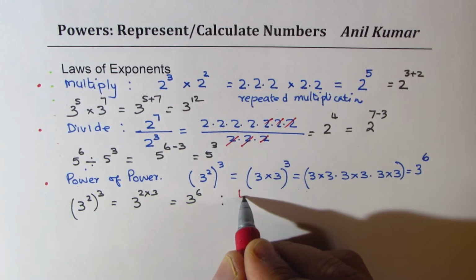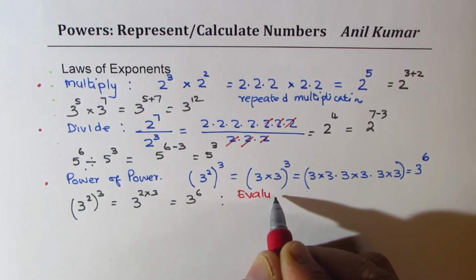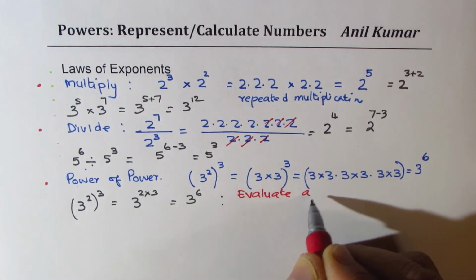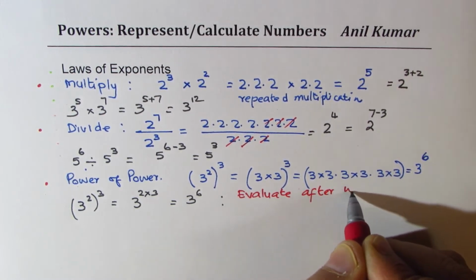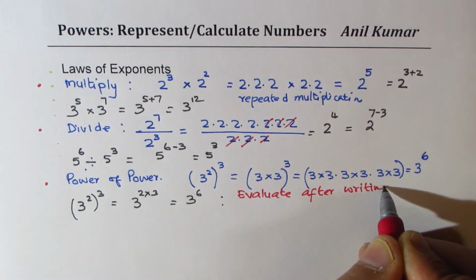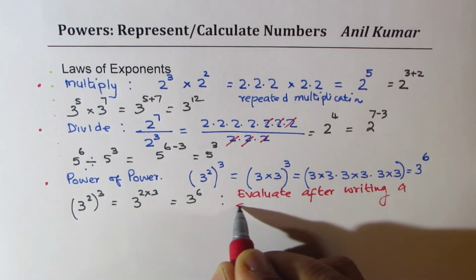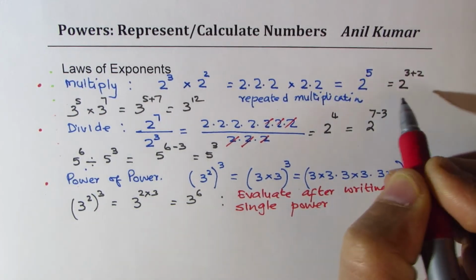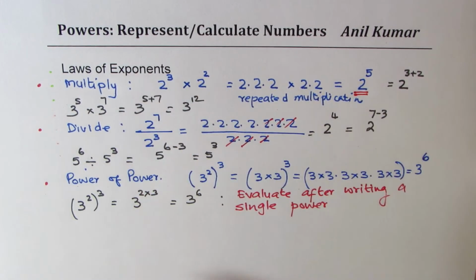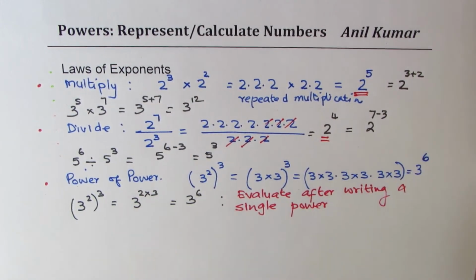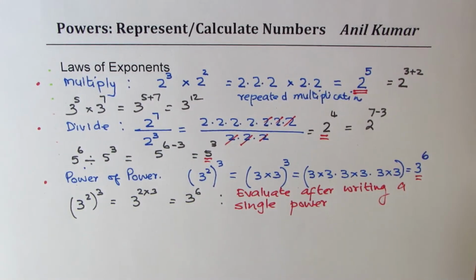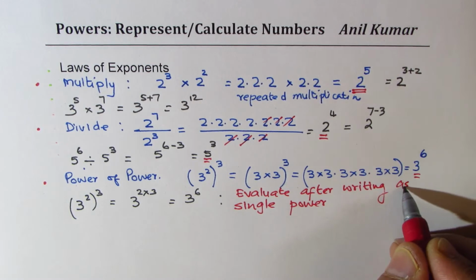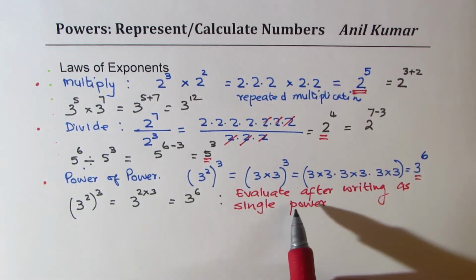So you need to evaluate the following. So evaluate after writing as single power. So when I say that, I mean this. You wrote as a single power, right? There were 2 terms. You wrote as a single power. That is as a single power. This is what I'm trying to say, correct? So evaluate after writing as single power. So evaluate means calculate.